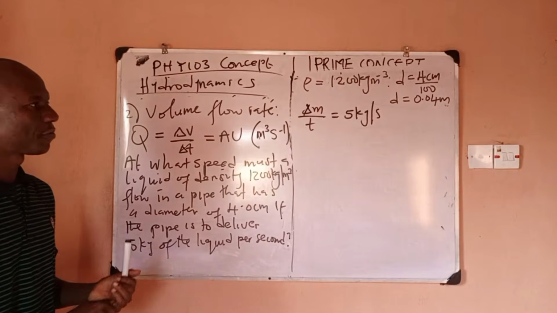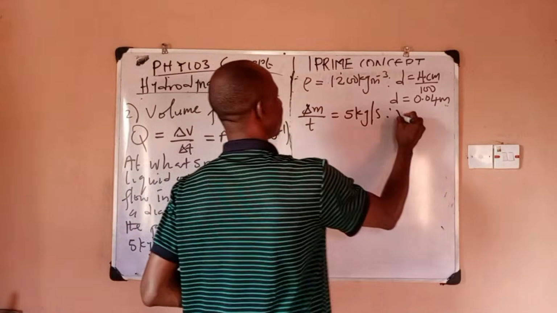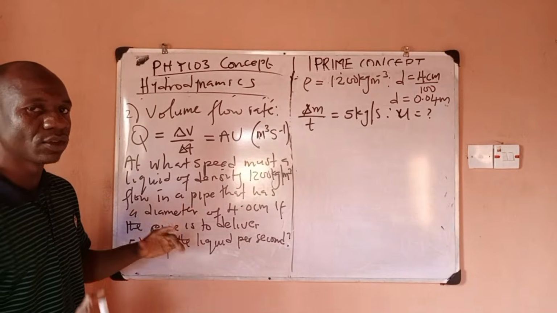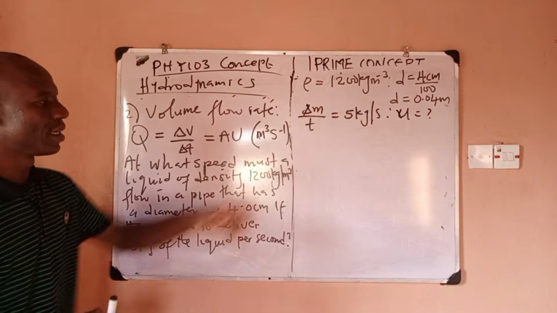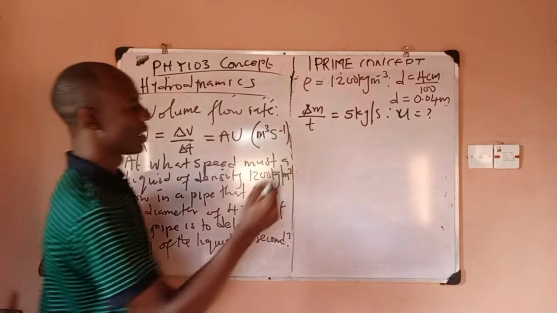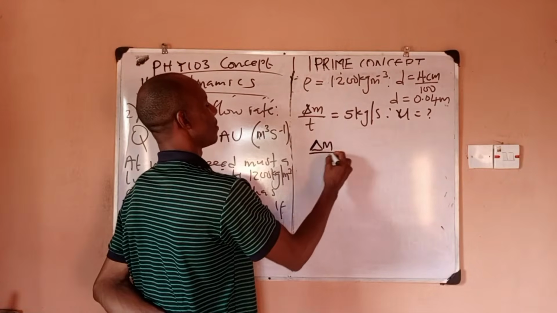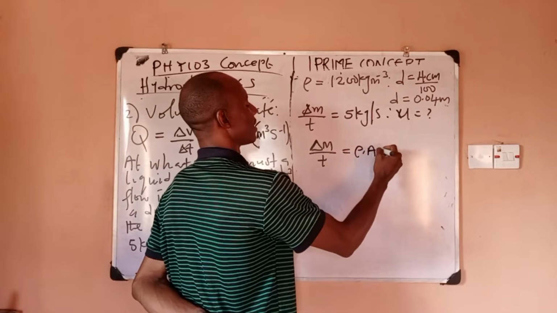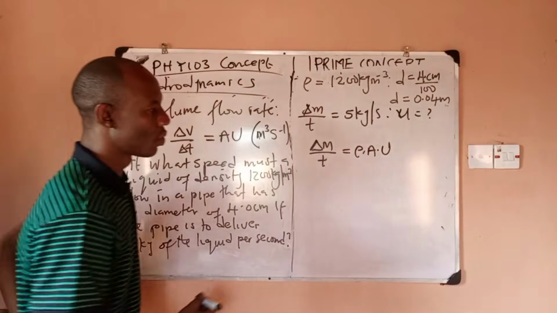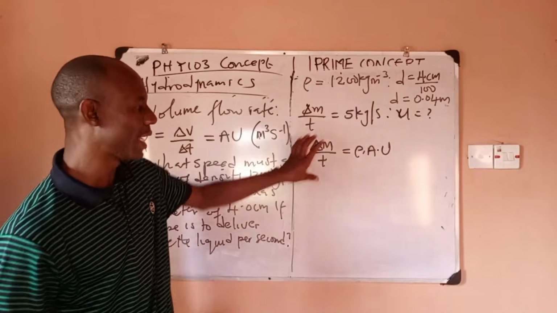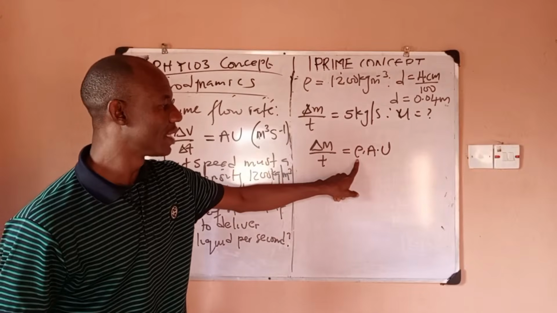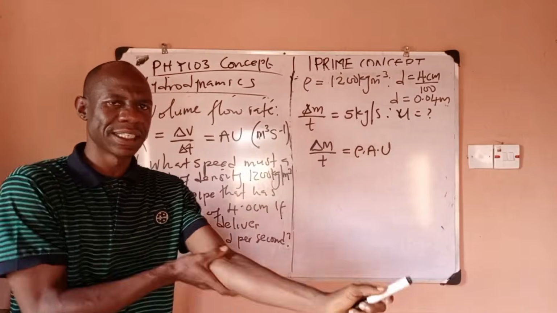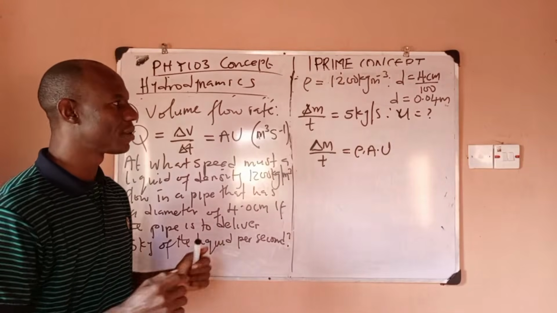So they gave you mass flow rate and they want you to find the velocity. That's why they said at what speed. So what is the formula for mass flow rate? Mass flow rate, change in m over time, is density times area times velocity. I know the mass flow rate and the density, and I'm looking for velocity, but I don't know area. So first, I need to find area because I was given diameter.